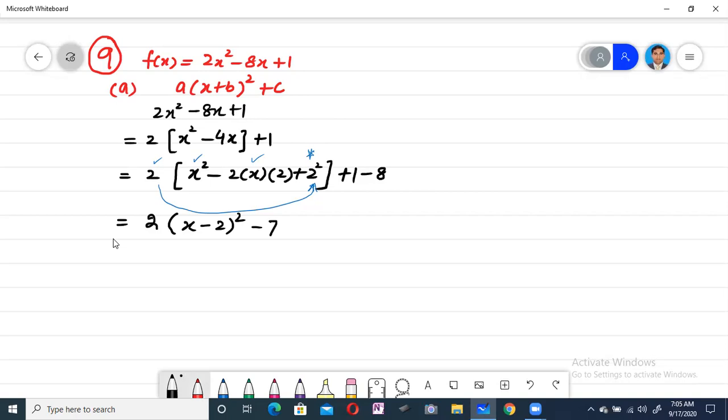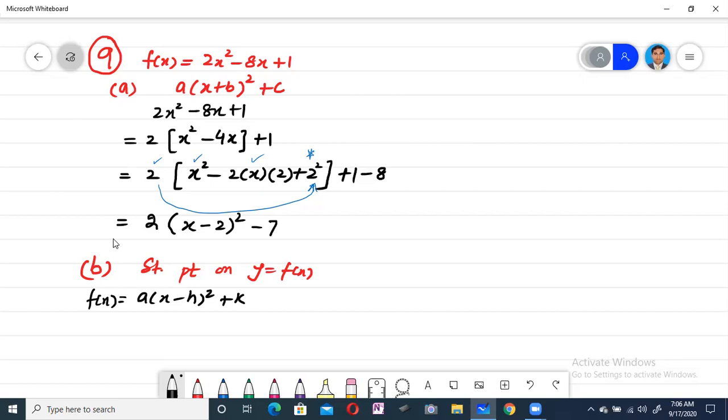Then in part B, find the coordinates of the stationary point on the graph y equal to f of x. We can compare this last step of question number 1 with a into x minus h whole square plus k. Okay, that f of x equal to this thing. Here h and k will be the coordinates of the stationary point.